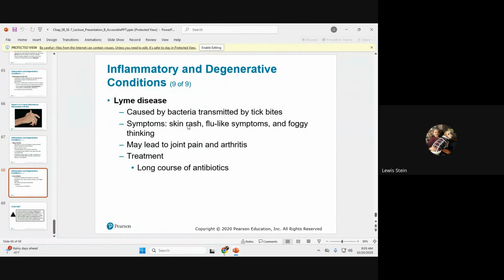It looks like a target-shaped rash that you can see, and very often it begins to bring on feeling lousy, flu-like symptoms, and down the road, it has a strong predilection. It's bacterial, and there are three phases. When the rash goes away and the flu symptoms go away, bones, joints, muscles, nerves, there's quite a bit of it.